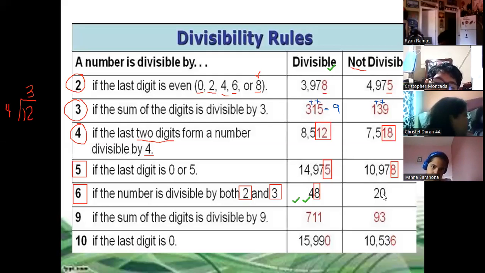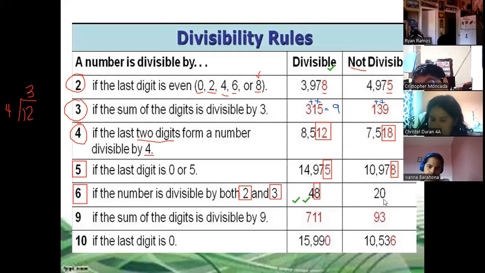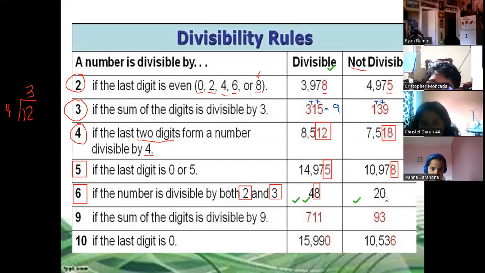Now, 20. Is it finishing in an even number? Yes, so it is divisible by 2. Now, 2 plus 0, 2. 2 divided by 3, is it possible? No, it's not. So it's not divisible by 3. So 20 is not divisible by 6. Ahí tiene que cumplir esas dos reglas para que sea divisible por 6.